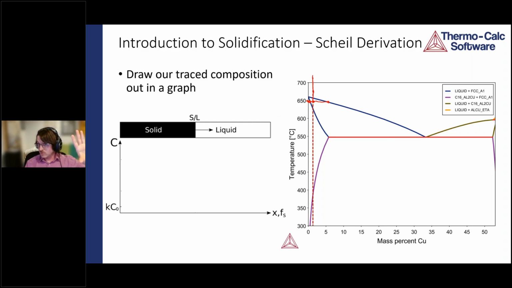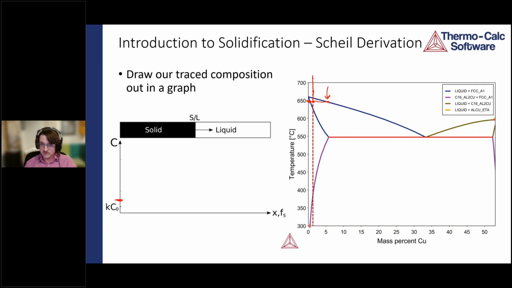Now, the solid, we said we were going to say no diffusion. So that solid is fixed. We've formed a little bit of solid, and it has this chemistry as dictated by this point. So let's say, very small amount of copper, 0.2% copper or something. The remaining liquid now has this chemistry. So all of the liquid in the system has this chemistry.